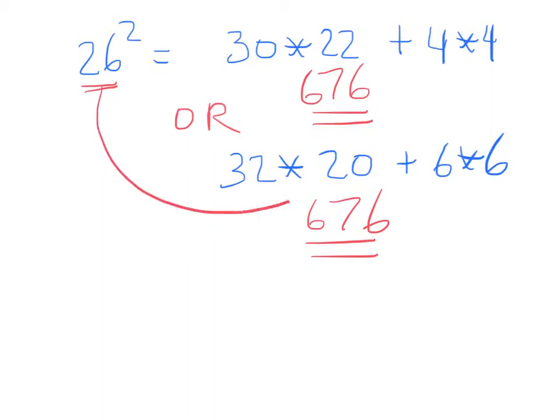So you could do the method of always going down to the nearest 10 below. So we did a minus 6 and a plus 6, or in this case you could go up. You did a plus 4 and a minus 4.